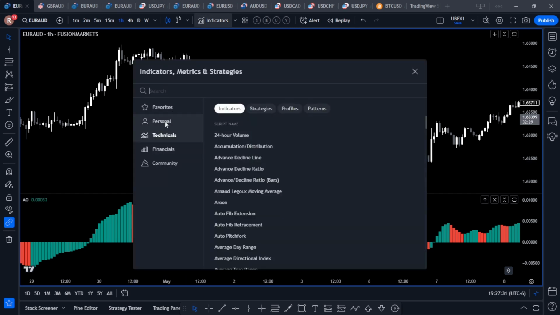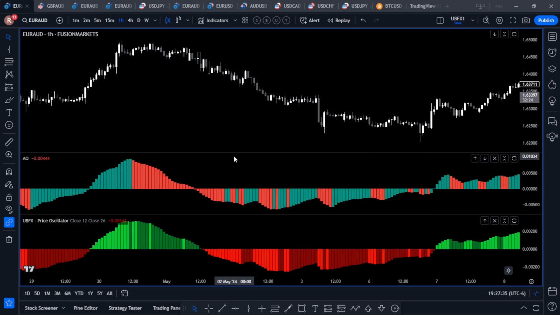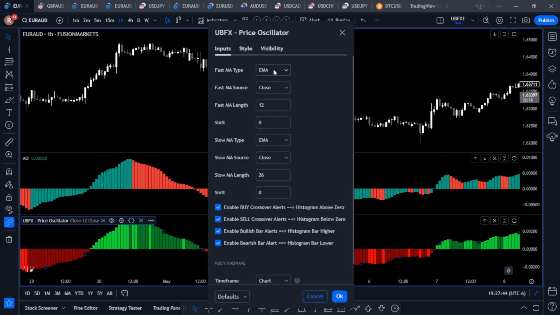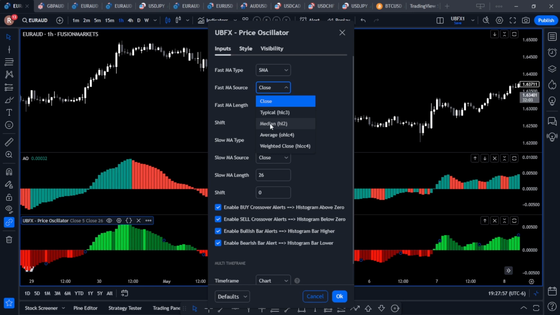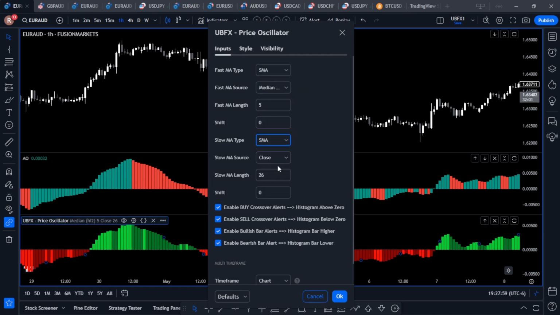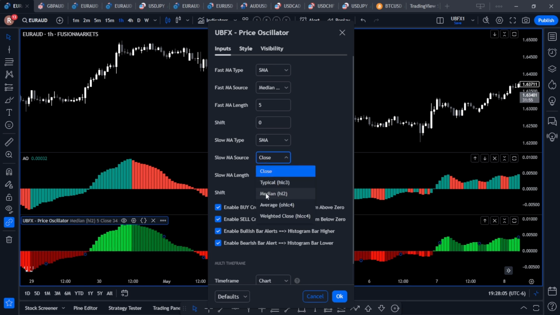So what I'll do is I'll add my own price oscillator and we'll compare the two, see if I'm right. This is my price oscillator, and what a price oscillator does is it just shows the differences between two different moving averages. So I'm going to change mine. SMA, we'll make it a 5 period. Now by default, most oscillators use the close price, but we're going to use the median price. And again, SMA, we'll go 34, and not the close price, but the median price. And if everything is right, these two oscillators should be identical.